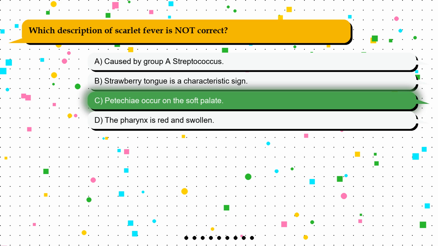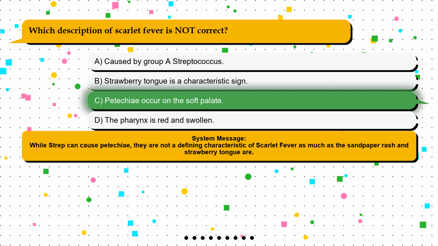The correct answer is option C. Petechiae occur on the soft palate. While strep can cause petechiae, they are not a defining characteristic of scarlet fever as much as the sandpaper rash and strawberry tongue are.